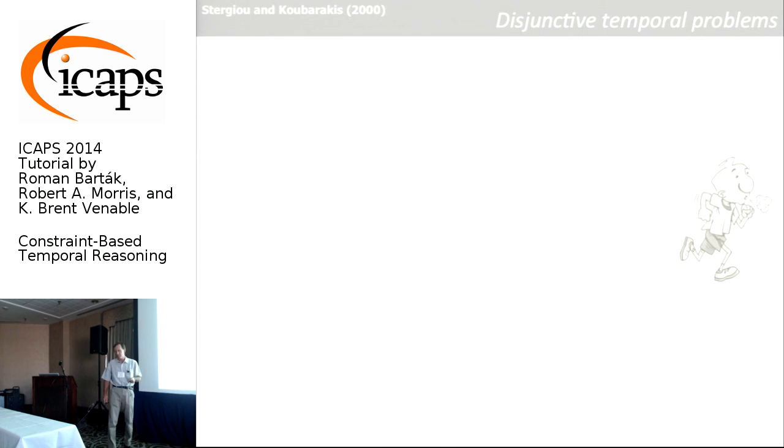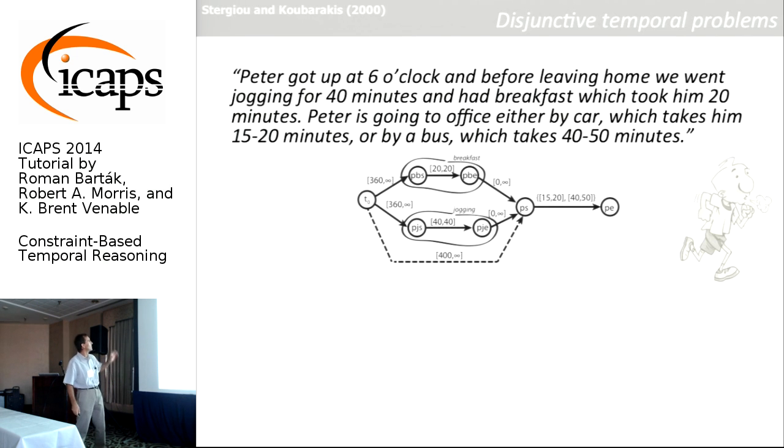Okay, so that was a simple disjunction between a pair of variables. But we may need even more disjunctions, right? So now forget about me, and let's focus on Peter. So we have some information about Peter, and we know that he was jogging for 40 minutes before leaving home, and he had breakfast for 20 minutes before leaving home. And then he went to the office either by car or by bus, which took him 15, 20, or 40, 50 minutes. So now I have 2 activities, breakfast and jogging.